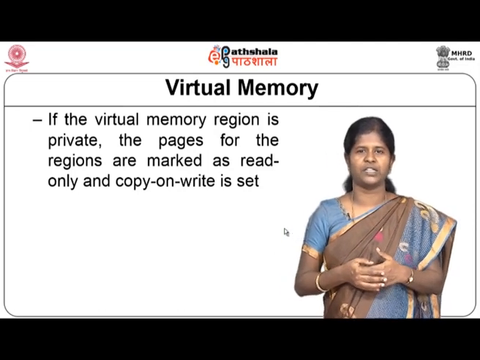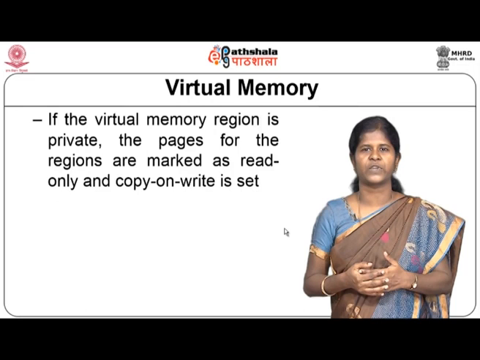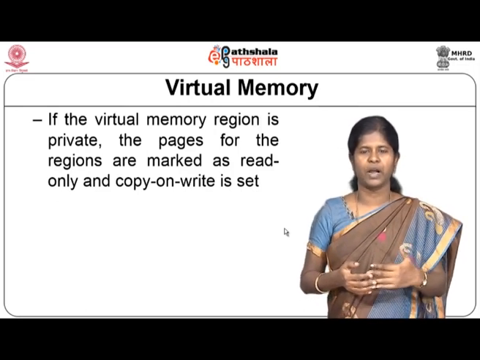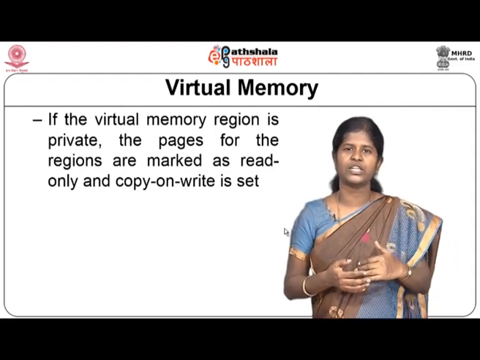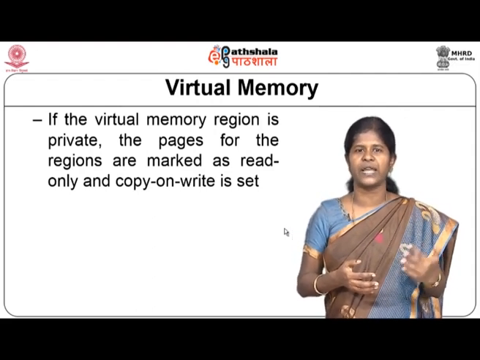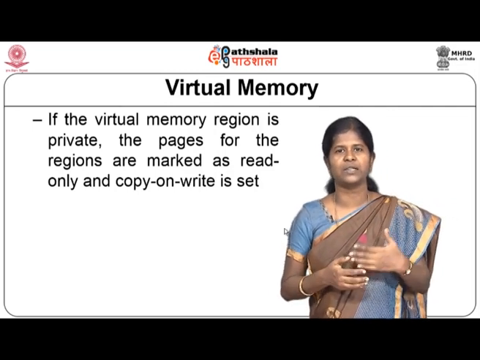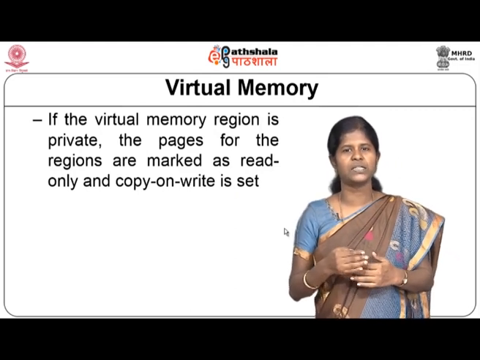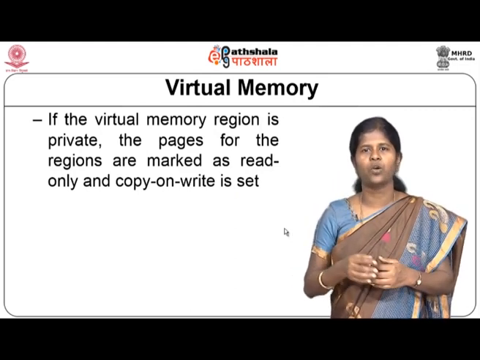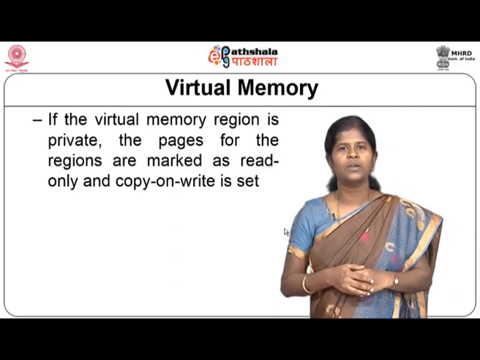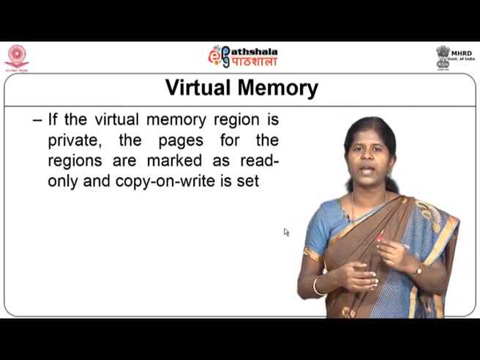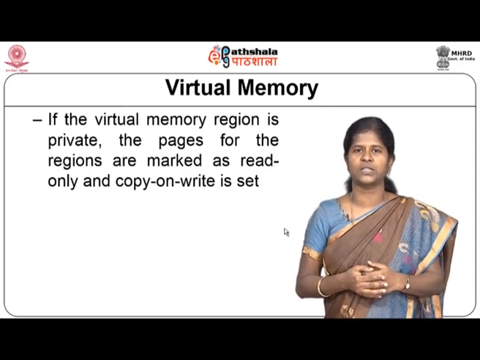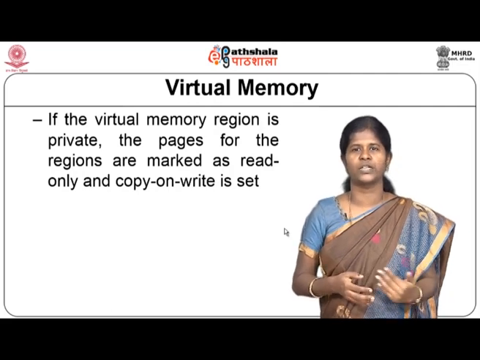But if it is a private region, say for example a data region, the parent will have its own data. Now, when the child is created as a part of fork, the copying of the data region is not done initially, but the data region is marked as read only and the copy on write bit is set. Now, say the parent is trying to write into that region first, then a copy will be created for the process which is trying to write and it will work on its own copy.